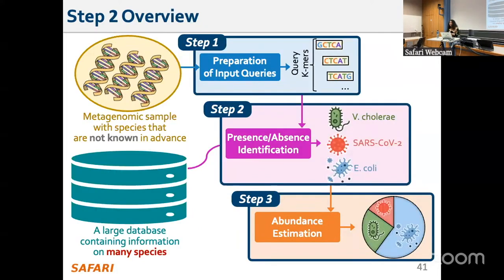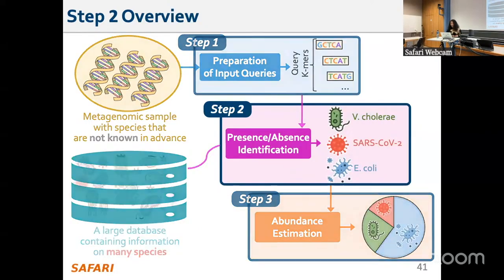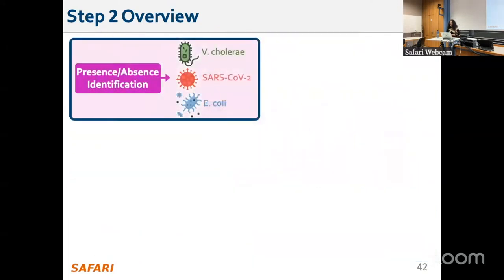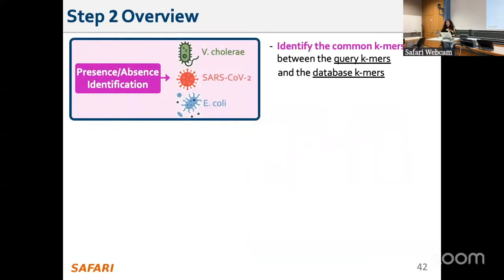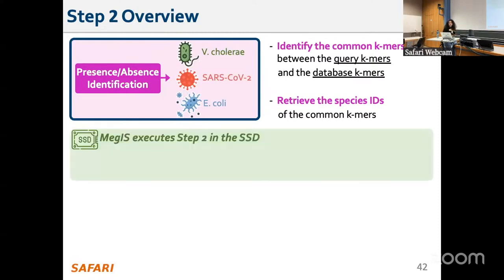But now let me also summarize the details of step 2 a little bit more. In step 2, we have presence and absence identification. So we have the k-mers. We now want to see what species these things belong to, right? So we first need to identify the common k-mers, meaning k-mers that are both in the query k-mers and also in the database k-mers, right? And after that, we want to retrieve the species IDs of these common k-mers, meaning figuring out what exact species these k-mers are coming from. We execute this step in the storage system, in the SSD, because it requires accessing large amounts of data with low reuse, that really large database that we talked about.